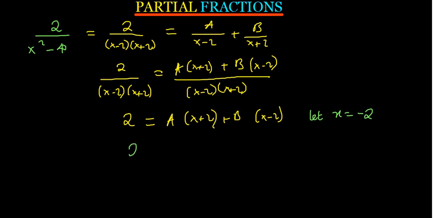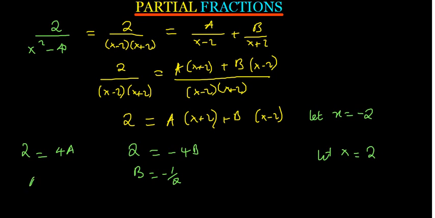So that means this will be eliminated. We are going to have negative 2 minus 2 times b, that will be negative 4b, meaning that b is going to be negative 1 over 2. Then to eliminate b, we are going to let x be equal to positive 2. So we're going to have 2 being equal to 2 times 2 plus 2 times a, that will be 4a. That a is going to be positive 1 over 2.